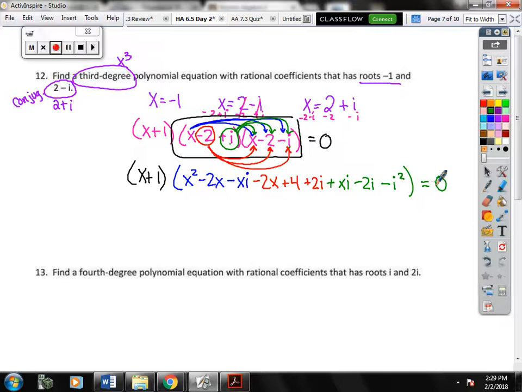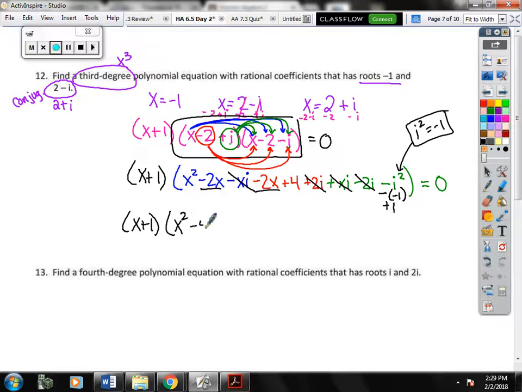Those will go to 0 by having inverses, so minus xi and plus xi, a plus 2i and a minus 2i. Again, every time you do this, those should go to 0 and cancel out. If not, if you still have i's once you've simplified, you've done something wrong. So go back and look. And then don't forget, i squared is negative 1. So this is minus a negative 1, which makes a plus 1. So now we'll have x squared minus 4x plus 4 plus 1, which is plus 5.